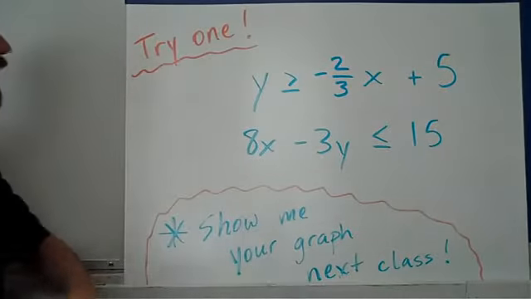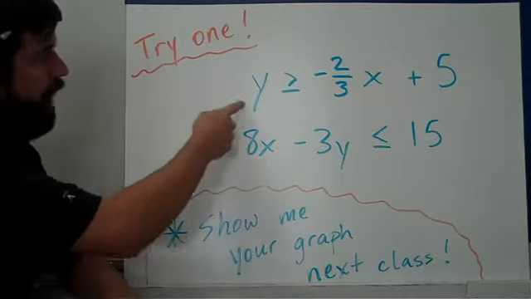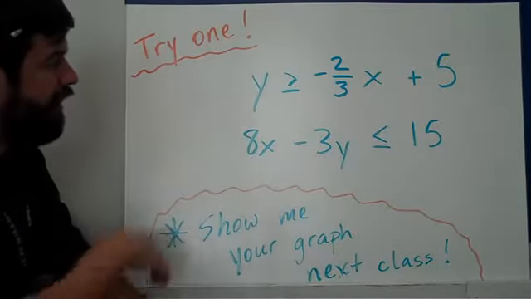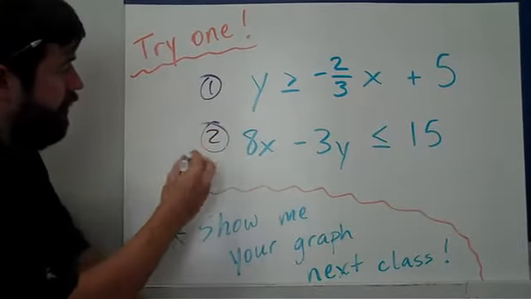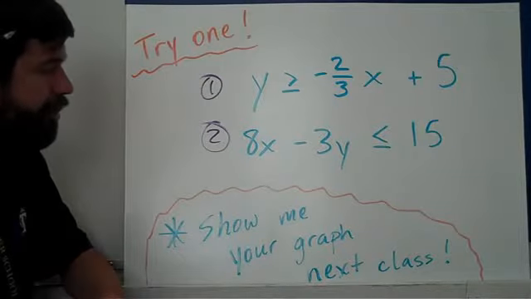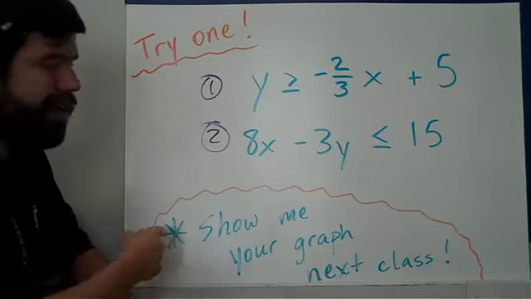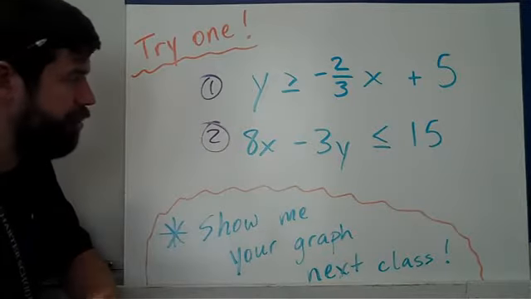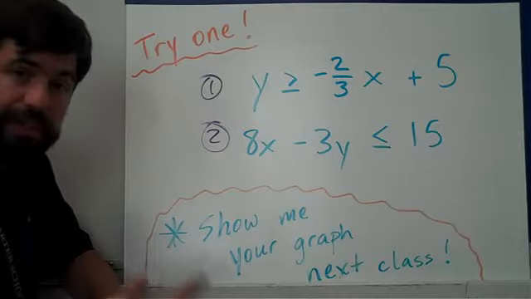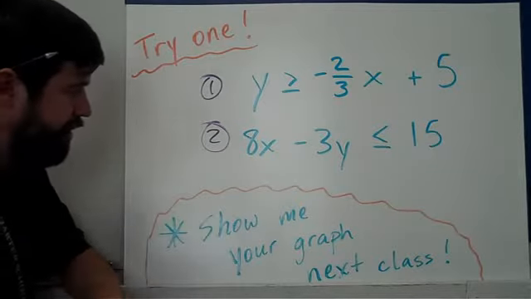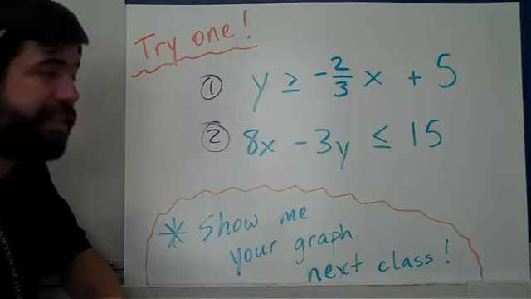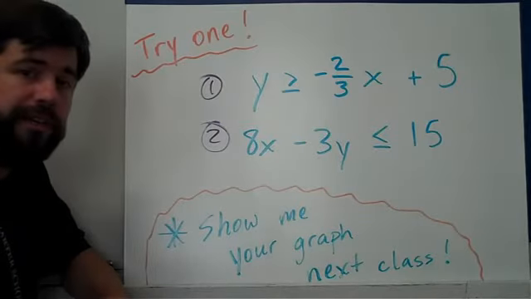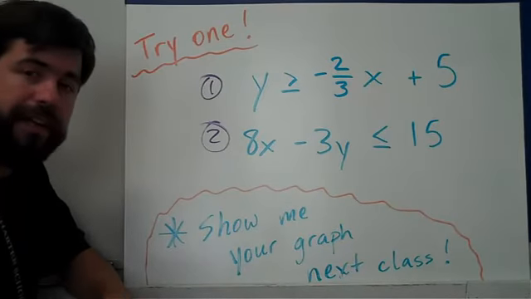One for you to try is y is greater than negative 2/3 x plus 5. And then the second equation is 8x minus 3y is less than or equal to 15. Now you're not going to be able to put this one into the response system. It's not a multiple choice question. You actually do have to do the graph. So what I want you to do is next time in class you're going to show me your graph. If you're not sure exactly how to do it, go back and rewatch the video to get some help. If you're still stuck, give me an attempt, and then I can help you out during class.